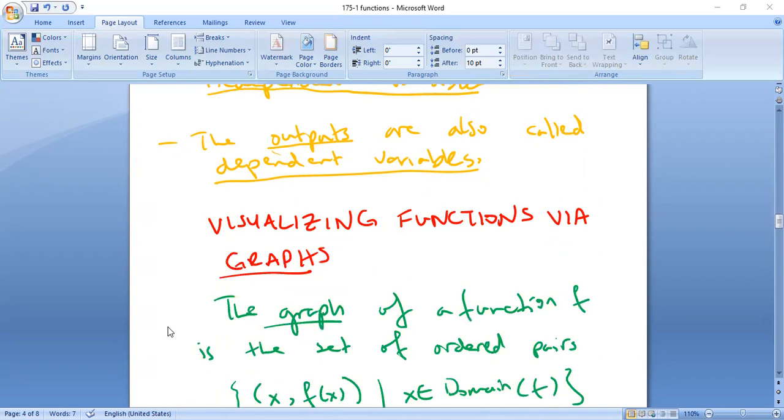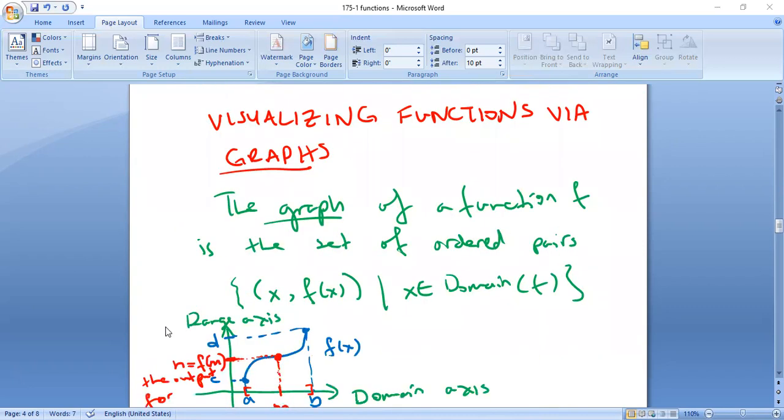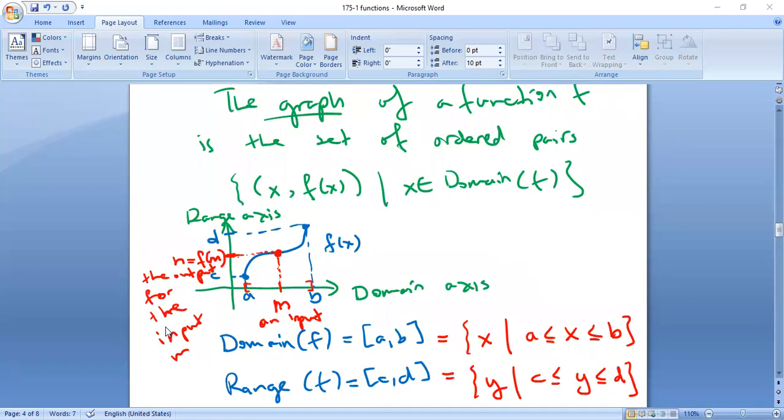So there's a way of visualizing functions via graphs. So what's a graph? The graph of a function f is the set of ordered pairs where the first point in the ordered pair is the domain, the input, and f of x, the second element, is the output here. Now, when we sketch the graph of a function, we usually use a horizontal axis, which is going to be used for the domain. It's also called the domain axis. And then we also have a vertical axis, which is called the range axis, where the range is mapped to.